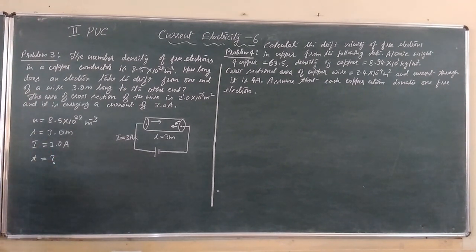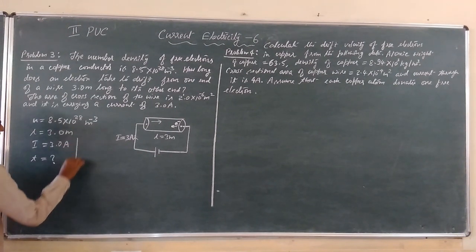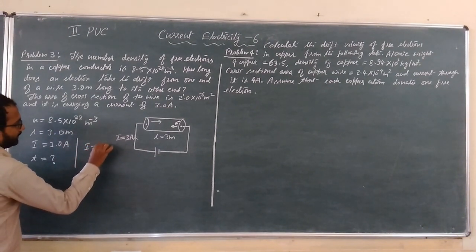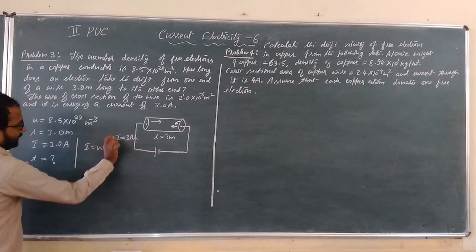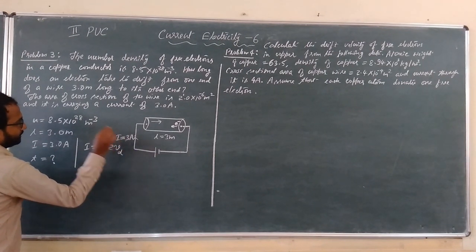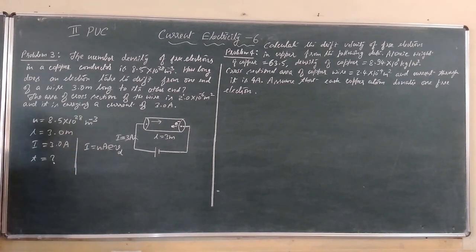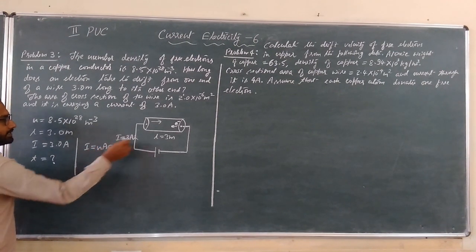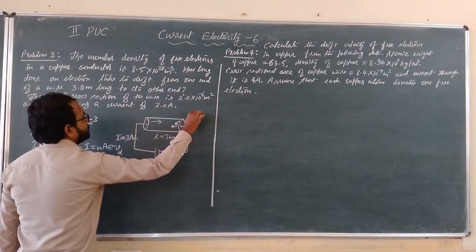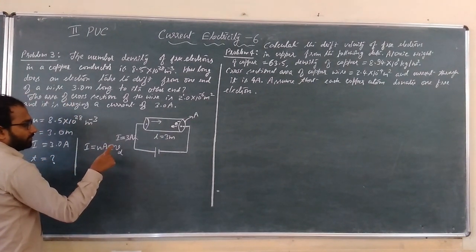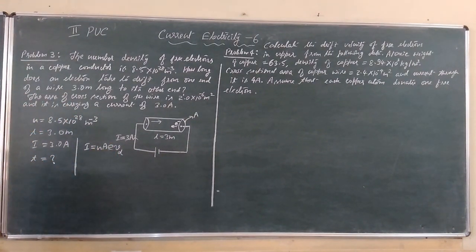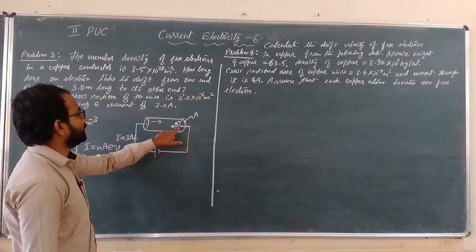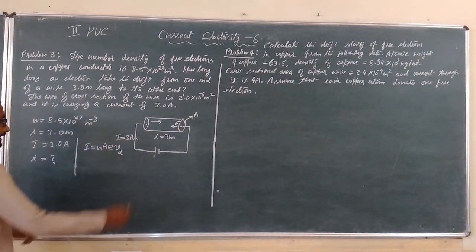Okay, how to solve this problem? We have the expression for current, I is equal to n A e Vd, that is the expression for current in terms of drift velocity. n is the number density, the number of electrons present per unit volume. A is the area of cross section of the conductor. e is the charge of the electron, and Vd is the drift velocity of the electron. Using this, you have to find the time taken by the electron to reach here from here. See, length is 3 meter.